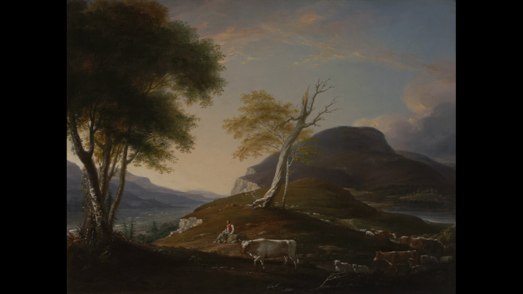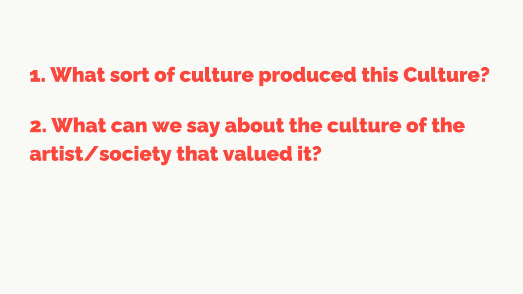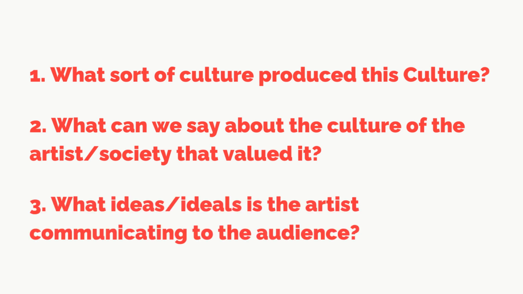So, like the workbook says, I stood in front of the painting for several minutes and tried to jot down everything I noticed about the culture of the artist and society that valued it. So I have my notes here from the art gallery, and with the questions from the workbook that I answered, which are: what sort of culture produced this culture? What can we say about the culture of the artist and the society that valued it? And what ideas or ideals is the artist communicating to the audience?